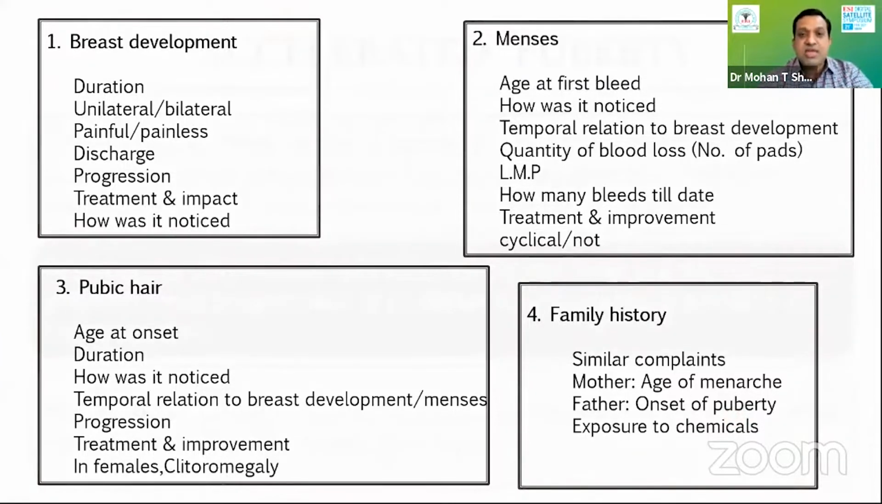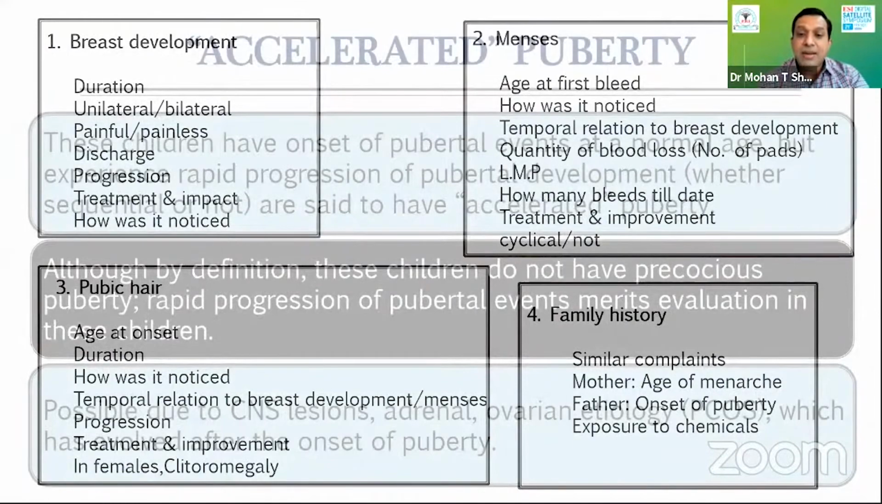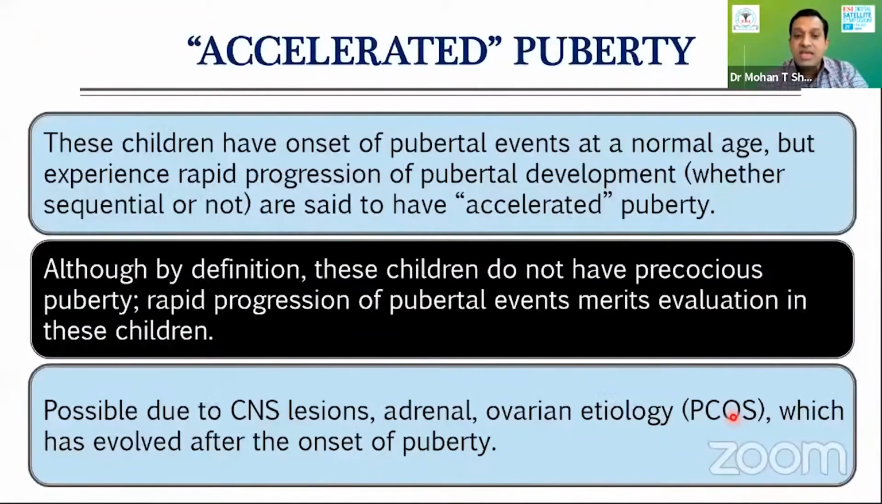So when you distinguish between false puberty, you should also remember that there is a concept called accelerated puberty. The children have onset of puberty at normal age, but rapid progression. But by definition, they don't have precocious puberty, and they require investigation only because we have to rule out causes like CNS lesions, adrenal and ovarian causes like PCOS, which occur after onset of puberty.